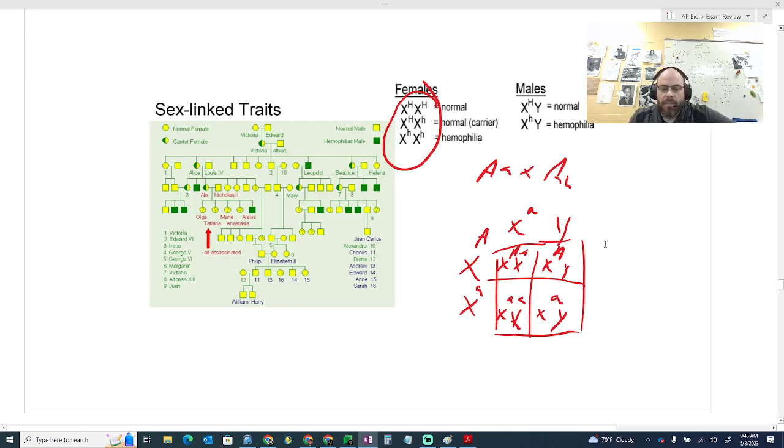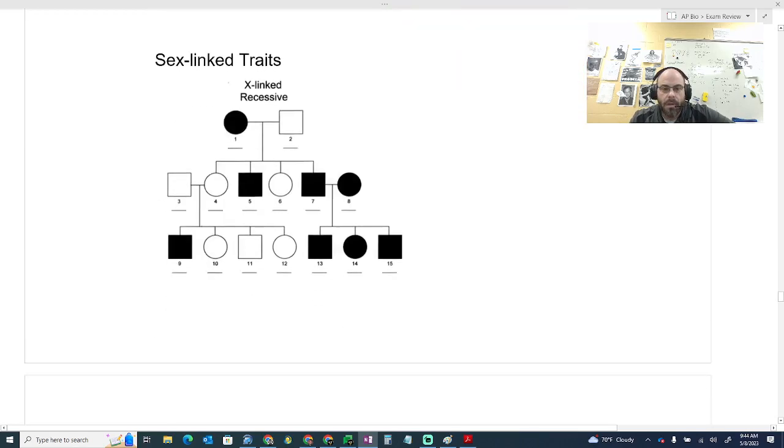One of the problems that I've seen crop up a lot in the last couple of years is: what kind of inheritance pattern does this demonstrate? The way you would check to see if it's a sex-linked inheritance pattern is that it's going to be much more prevalent in males than in females. That's going to be your tip-off there. And this shows a pedigree for that.